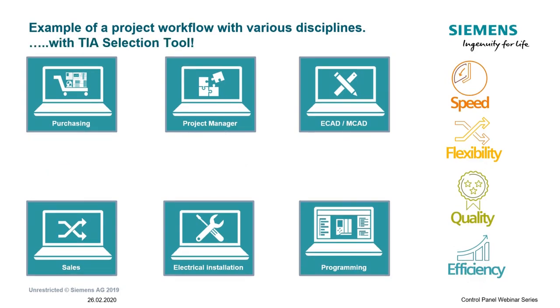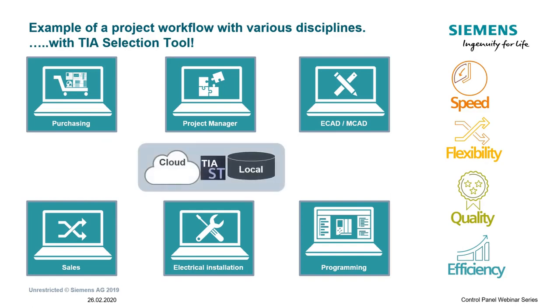Well, what you just mentioned is why we came up with the TIA Selection Tool. Imagine all your disciplines in your factory working together in only one tool. This tool can be either cloud-based or locally based. You can install it as an offline version. And everyone will use the same databases and work in the same project with the same information.